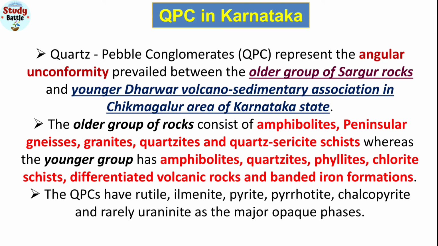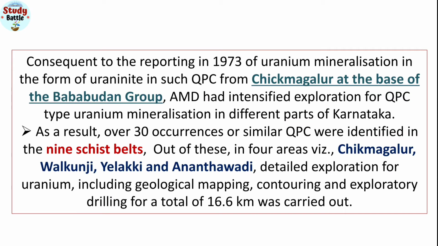And some minerals are also there. The QPCs have rutile, ilmenite, pyrite, pyrrhotite, chalcopyrite and rarely uraninite as the major opaque phases. So these are the phases in the rocks.